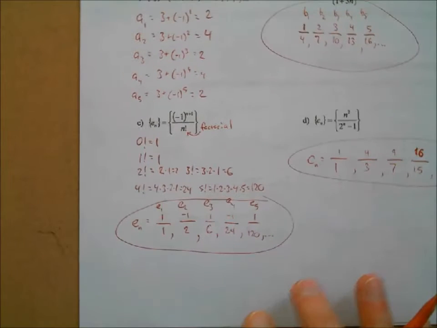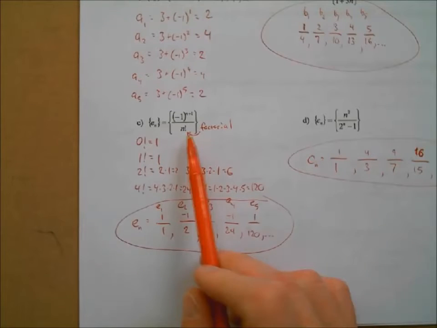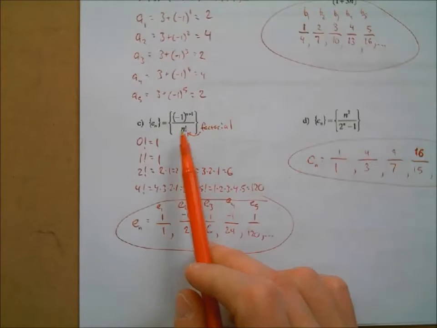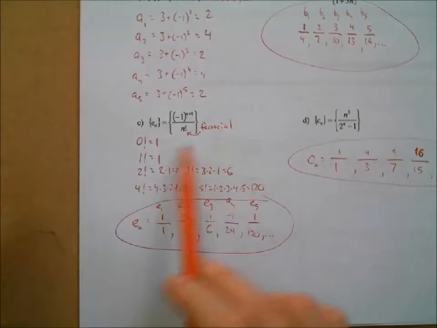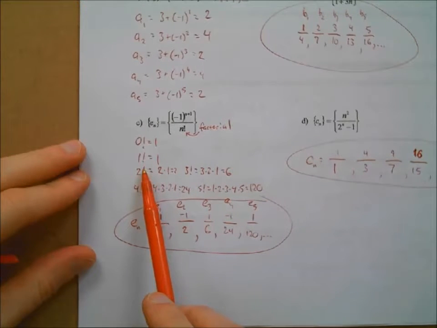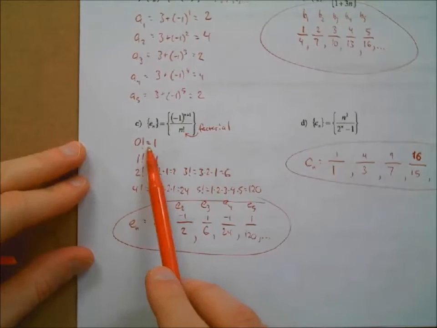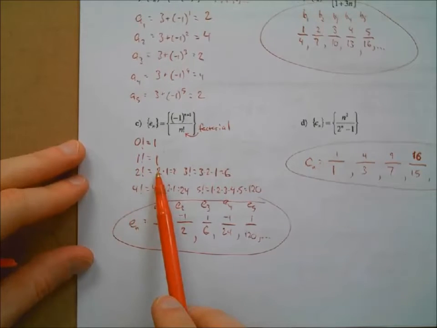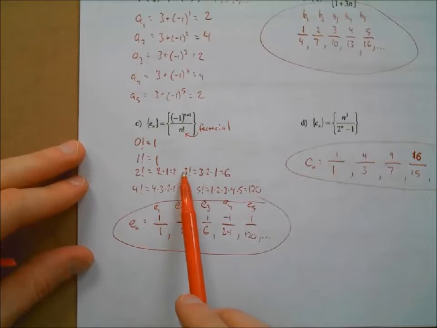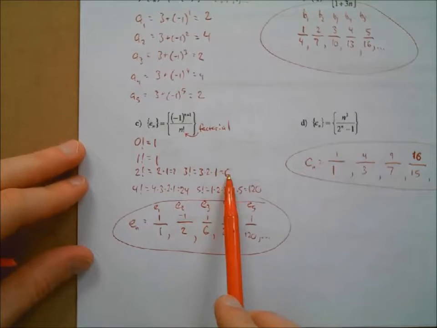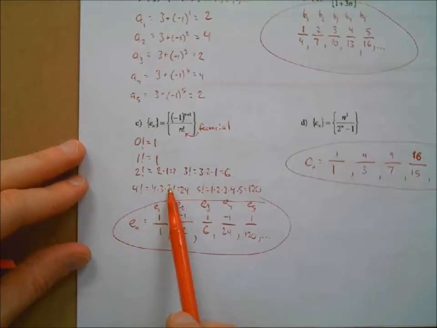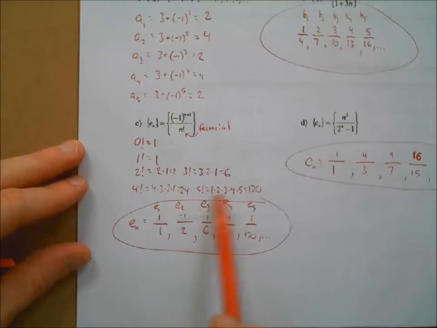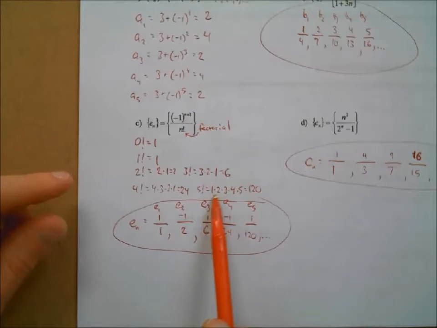C introduces a symbol that you maybe haven't seen before, or maybe it's been a while: n factorial. That little exclamation point means n factorial. Just a quick introduction to it: 0 factorial we define to be 1. 1 factorial is 1. 2 factorial is 2 times 1, which is 2. 3 factorial is 3 times 2 times 1, which is 6. 4 factorial is 4 times 3 times 2 times 1, which is 24. 5 factorial is 5 times 4 times 3 times 2 times 1, or 1 times 2 times 3 times 4 times 5, which is 120.